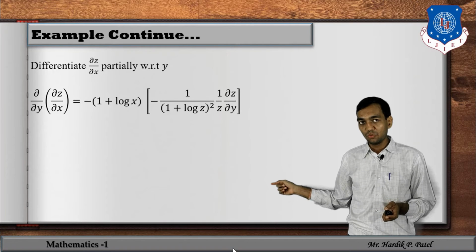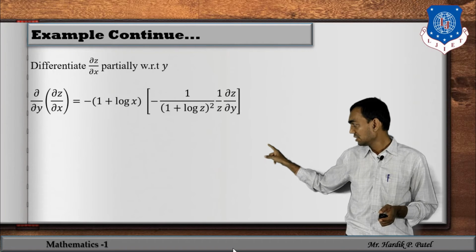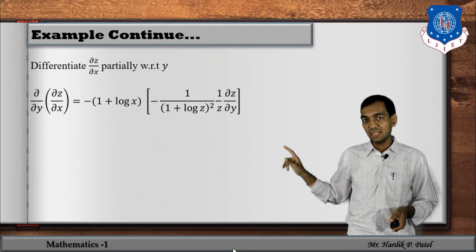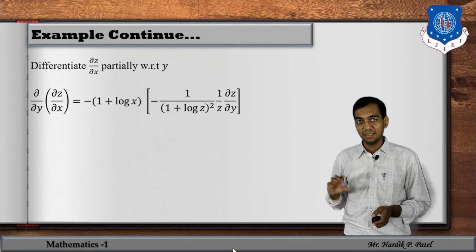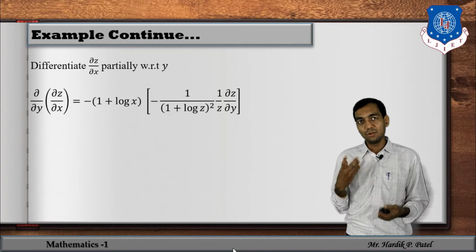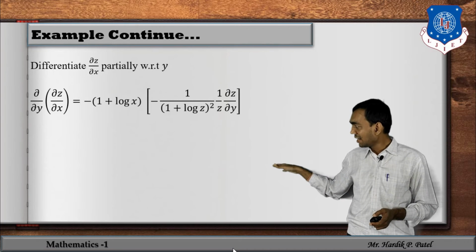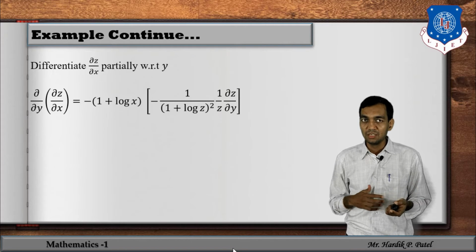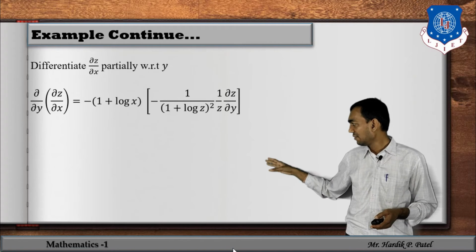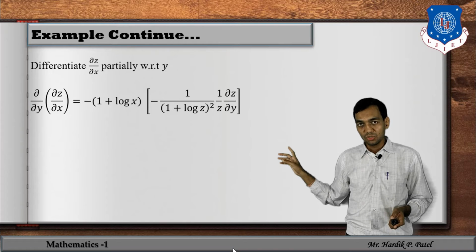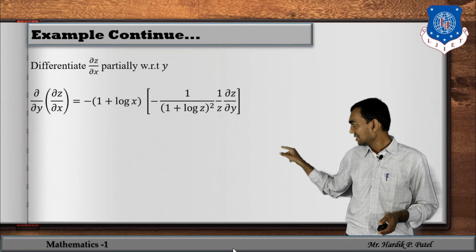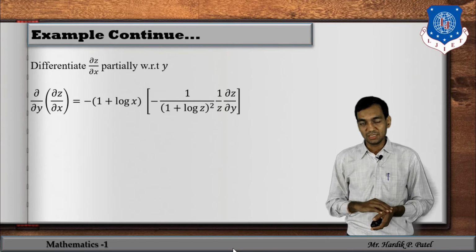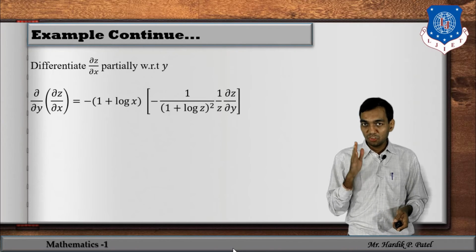So what we are going to do, we are going to differentiate del z by del x with respect to y. That means del by del y of del z by del x. Or you can find out the derivative of del z by del y with respect to x because both are going to be the same by Clairaut's theorem. So here we are finding del by del y of del z by del x. So see, del z by del x is nothing but minus 1 plus log x divided by 1 plus log z. Now you are differentiating with respect to y.